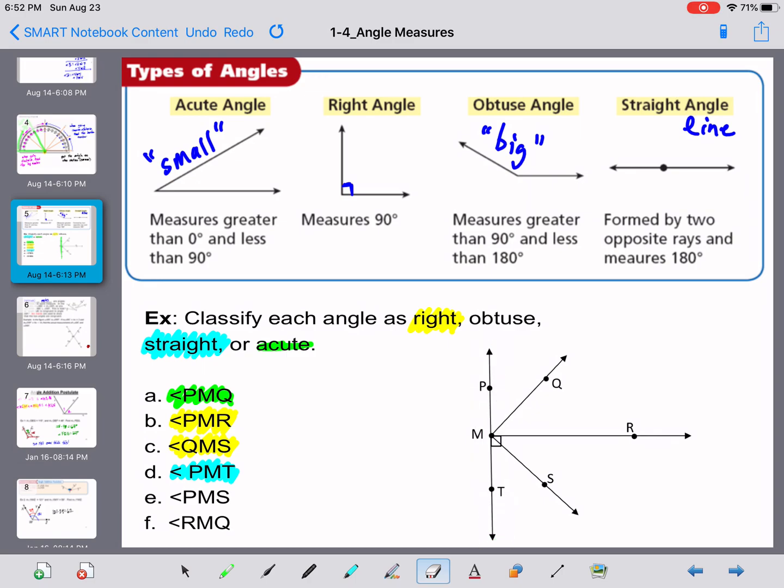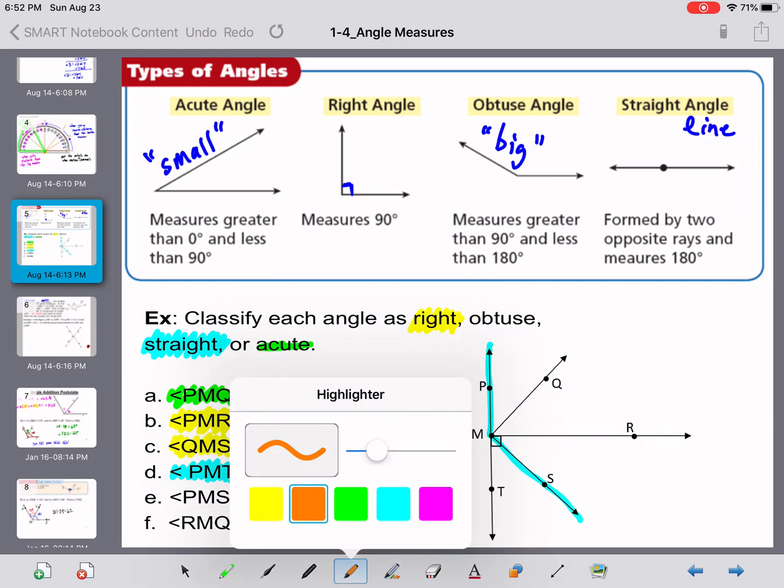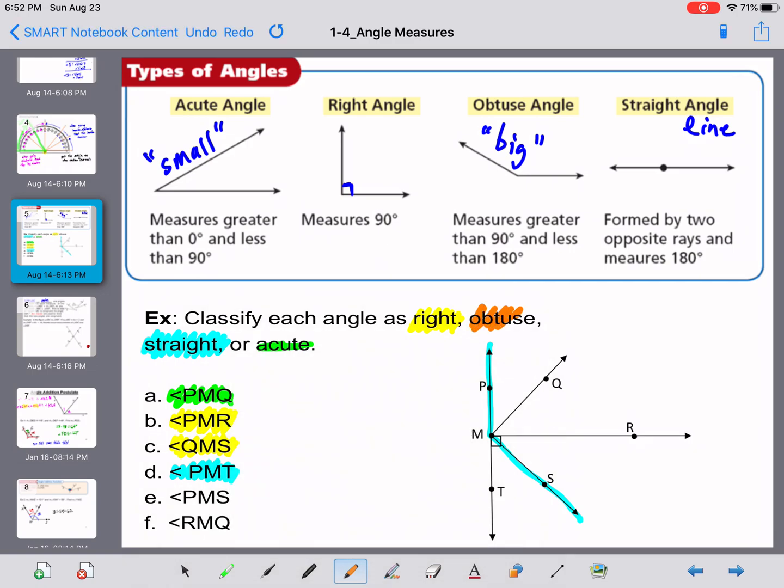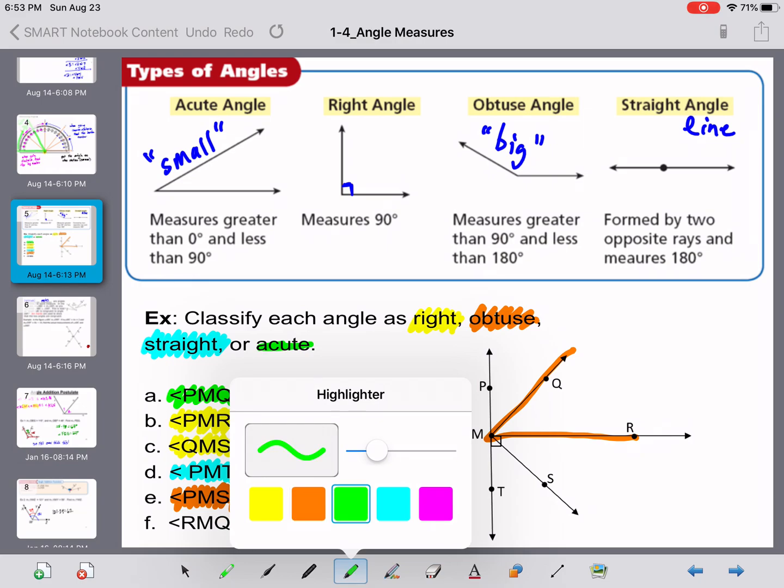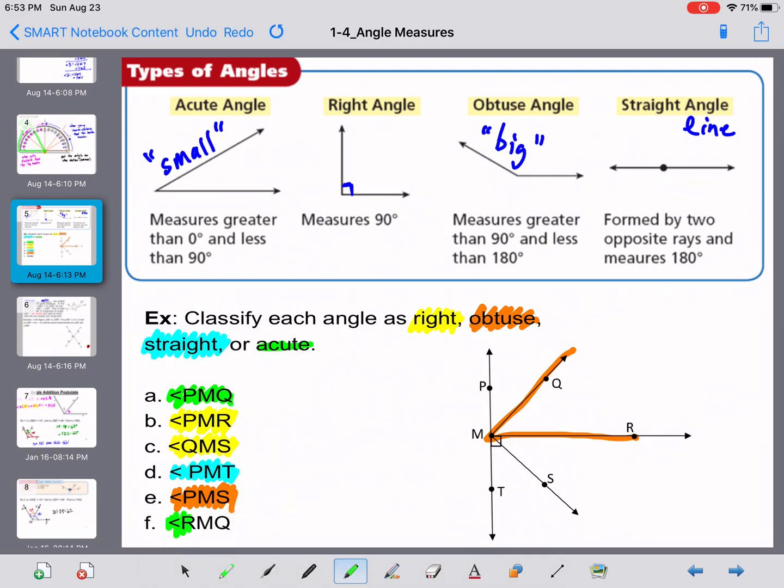All right. PMS. PMS looks obtuse. So let's call that one obtuse. And then the last one, RMQ. That looks acute, so that one should be green.